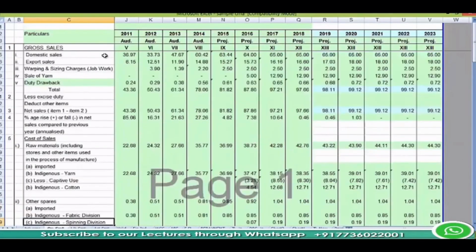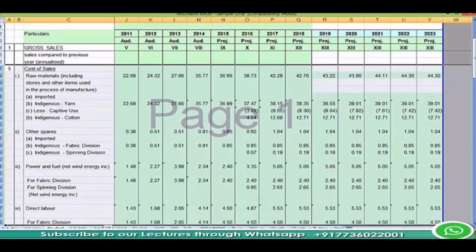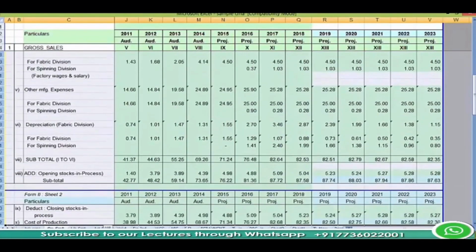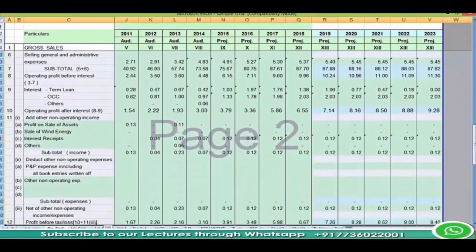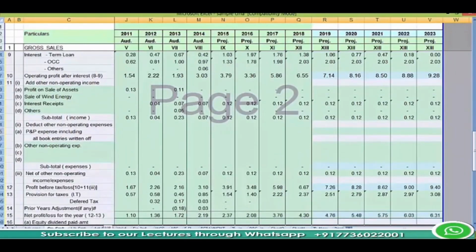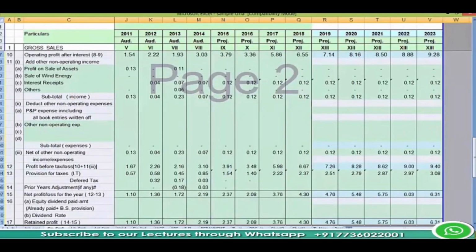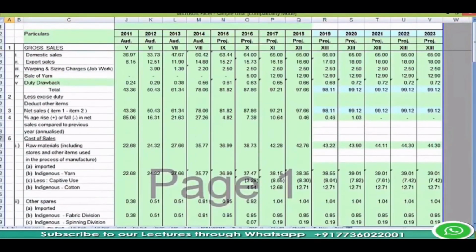So it starts with gross sales, and it talks about various expenses from this point, expenses like raw material, other spares, power and fuel, direct labor, other manufacturing expenses, depreciation, then stock movement, selling and general expenses, interest expenses, then operating, non-operating incomes. Then finally it talks about the profits and the tax component, and what is paid as dividend and what is a retained profit. We will understand all this concept one by one in the subsequent sessions, but this is how a typical CMA will look like, which is basically an Excel document. So this is the first input sheet.